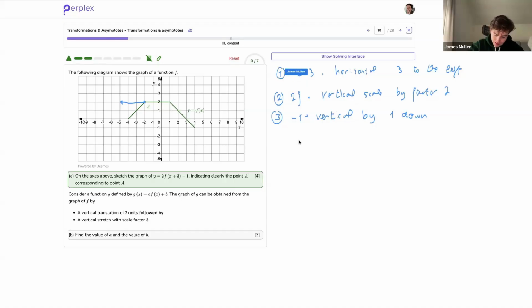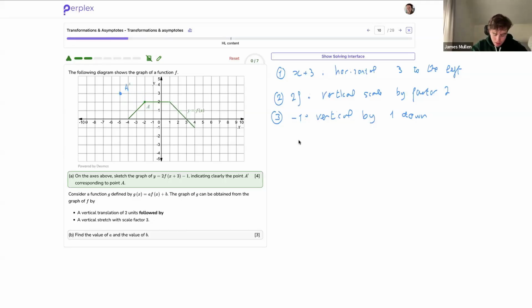It's very important that you do the scaling before you do the subtraction, because I have 2 times f and not 2 times f minus 1. Okay, so now I'm going to take this, it's at y is equal to 2. I'm going to double it, and that brings it to here. And then finally, I subtract 1, and that's going to bring it to here. So that is where A is going to be. So let me just now erase and write down where it is. It's at -5, 3. So this is A prime.